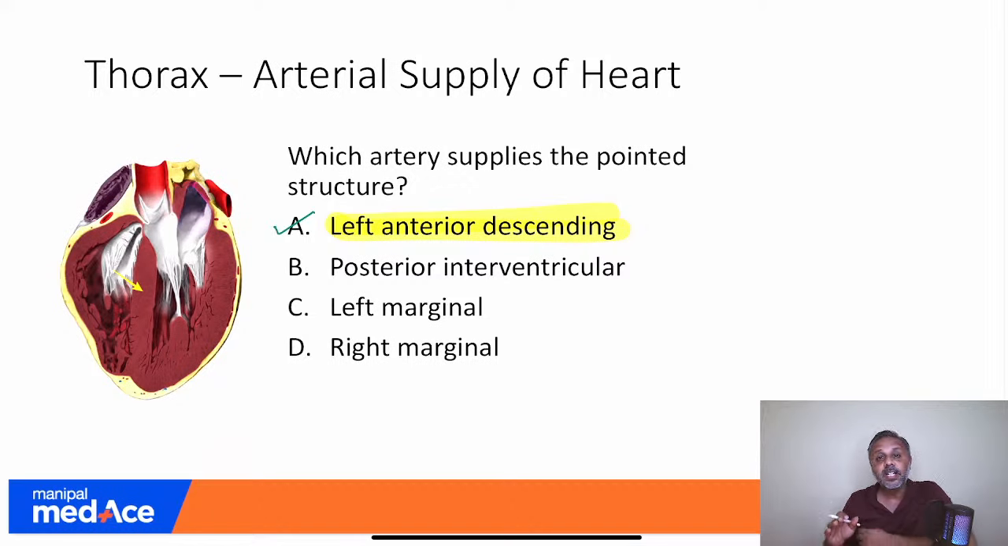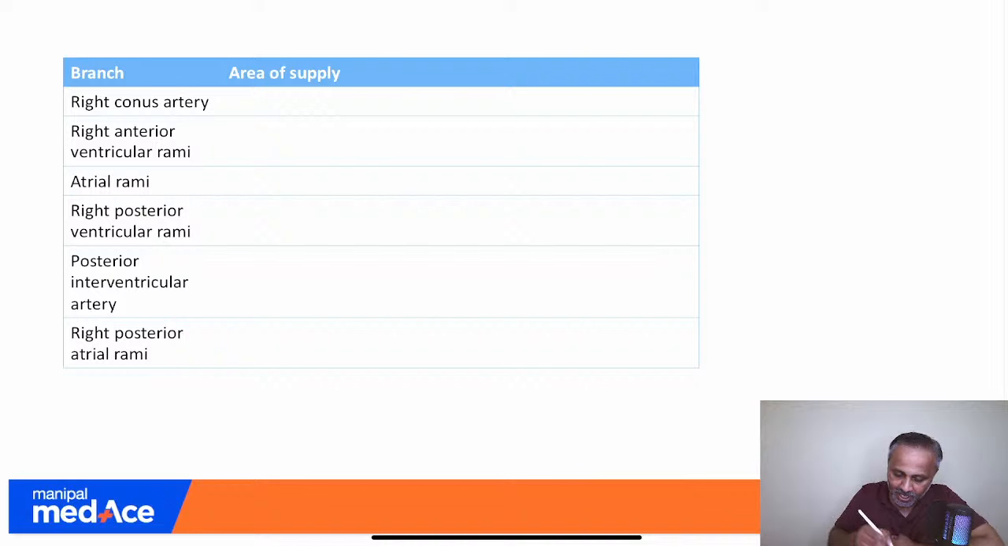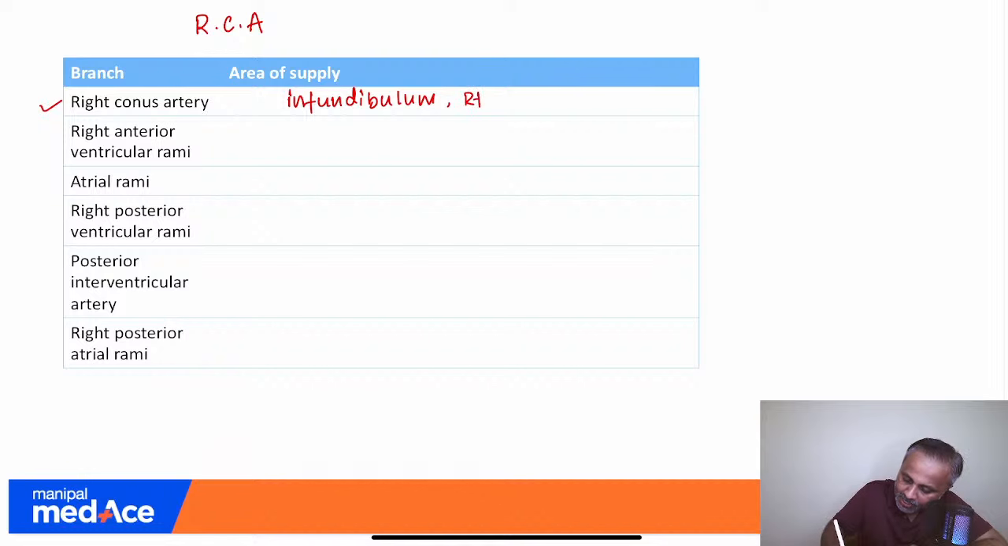Now, let's try to summarize the arterial supply of the heart. Here we have the branches coming from the right coronary artery. Let's try to understand them. The first branch which supplies the ventricle is the right conus artery, and this supplies the infundibulum of the right ventricle. Sometimes this is called the third coronary artery.